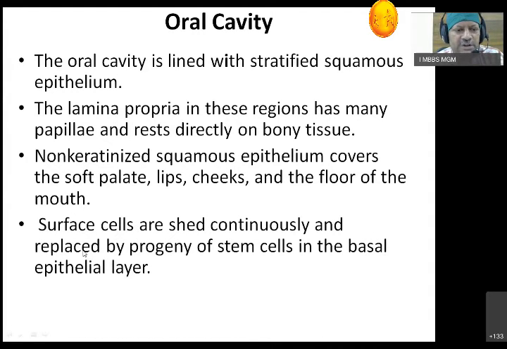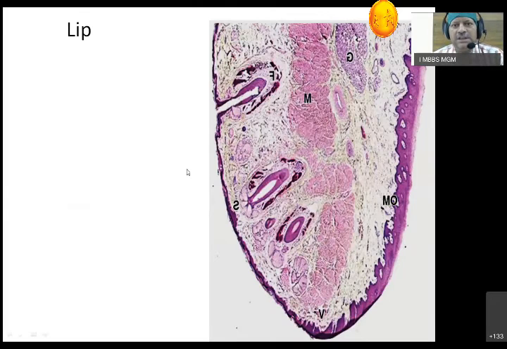Surface cells are shed continuously and replaced by progeny of stem cells. It is the same as the epithelium, with almost all the layers of epithelium. So this is the slide. Try to see it carefully. What do you see here? You see on one side hair follicles, some sebaceous glands, and the stratified squamous epithelium on the left side of the slide. Then there is a change somewhere, a conical projection of change. This change is called Williams border, or the red of the lip.